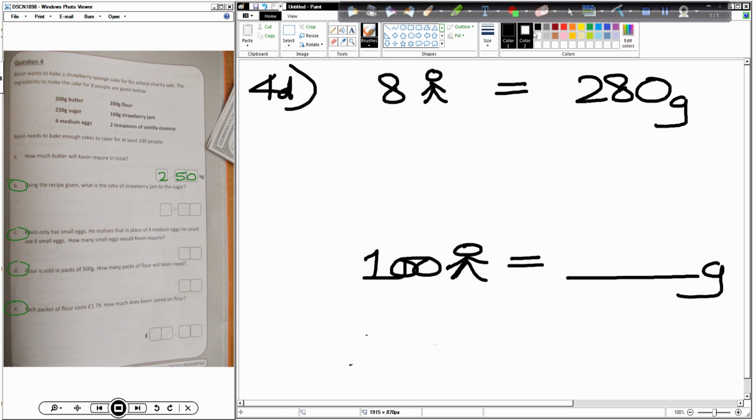Okay. Here we go. So 8 people, we need 280 grams of flour. We need to get to 100 people using the same technique we used in the previous question. So we're going to go from 8 people first of all down to 4 people.